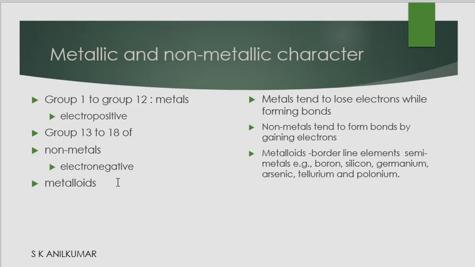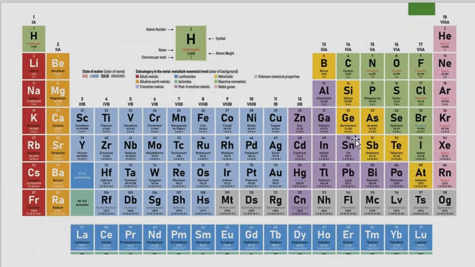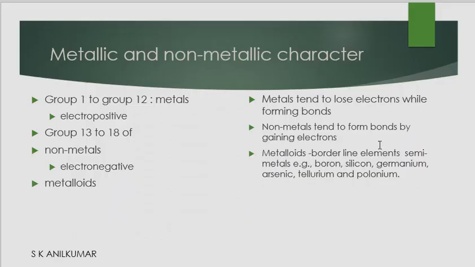And then we also have metalloids. What are metalloids? Metalloids are borderline elements or semi-metals, which have characteristics of some metals and characteristics of non-metals. Boron, silicon, germanium, arsenic. These are the metalloids.